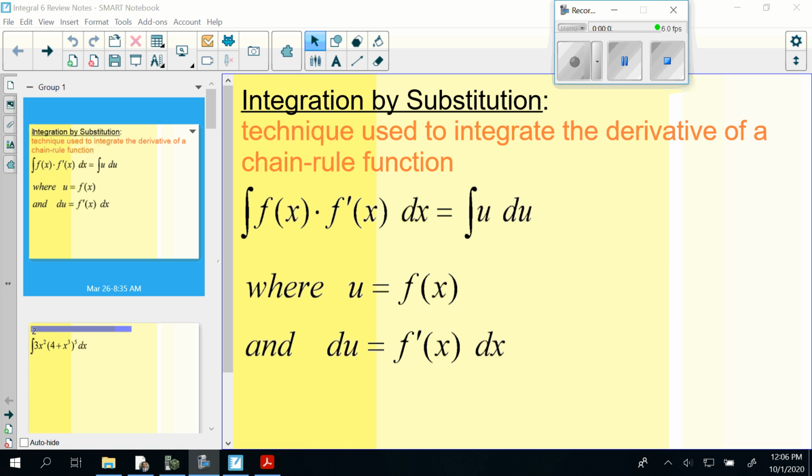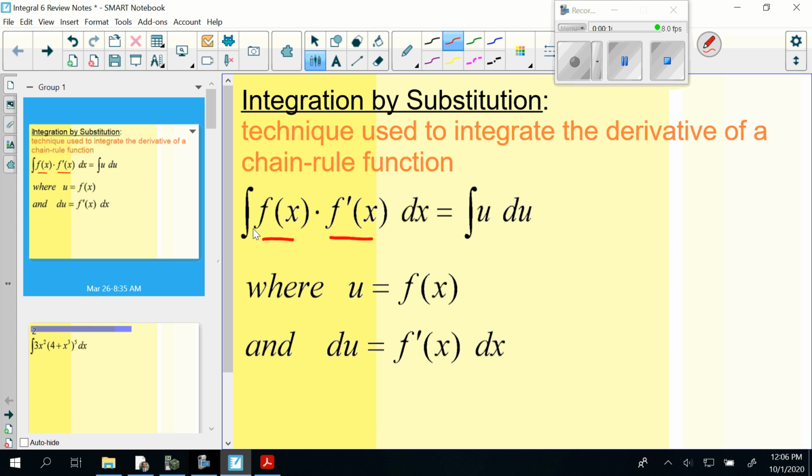All right, when we want to undo a derivative that has chain rule as part of it, we use something called integration by substitution. So if the integral has both the function and the derivative of the function involved, we are going to substitute in place of our function u, and then by finding the derivative of both of these sides, we can make the integral easier to solve and then substitute back in to find the final answer.